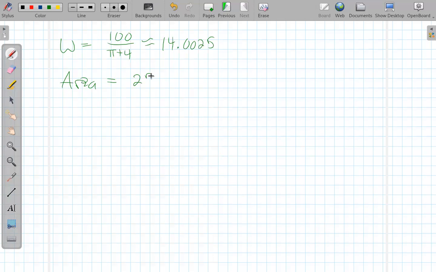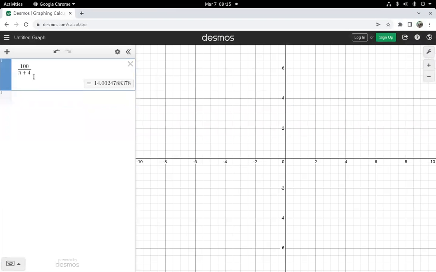25W minus W squared is our formula times pi plus 4 over 8. So I'm just going to plug this W in here. Calculator time. So here's that value of W, and call it W.